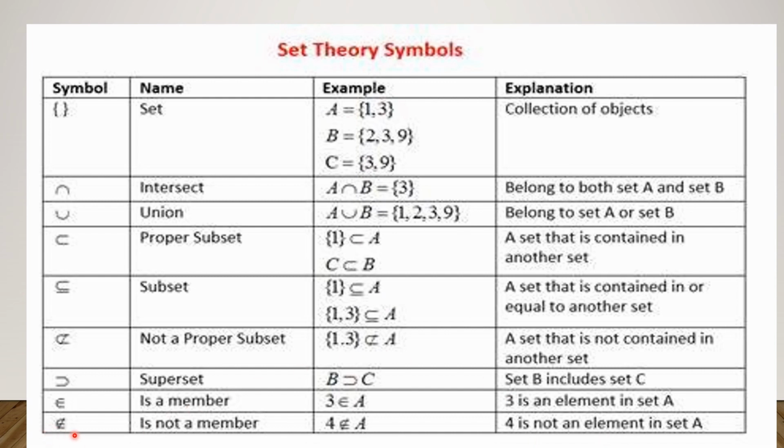Next one is not a member, which also represents does not belong to. For example, 4 does not belong to A. In this set A, 4 does not belong to set A, so we can represent this as 4 does not belong to A.